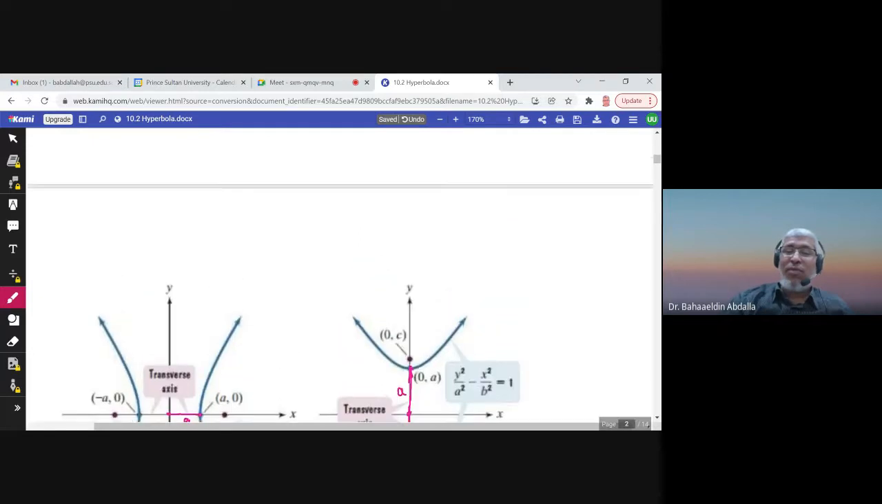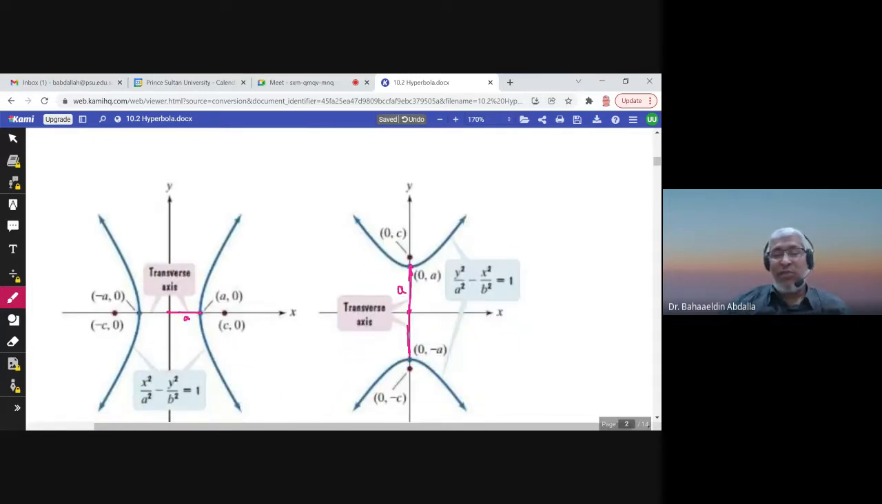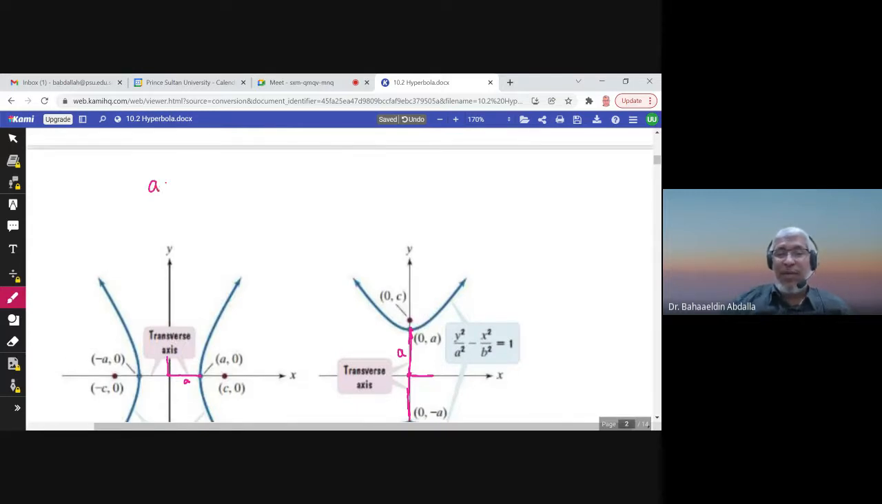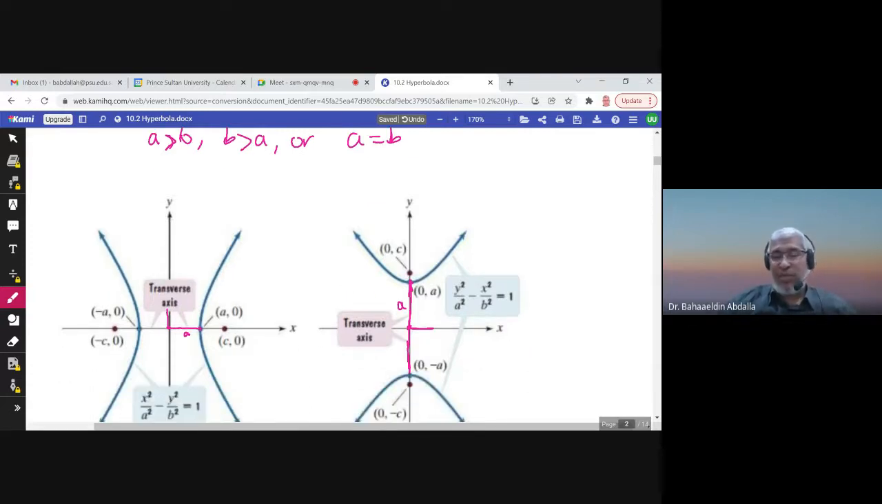So there is an important point here also. There is no specific relation between a and b. We will find out where b is. b is somewhere here in this case, but up to where, and b here is up, but up to where, we will find out. But a here could be greater than b, or b could be greater than a, or a could be equal to b. There is no specific relation between a and b, like in the ellipse. In the ellipse, a is always greater than b. Here, it is not the case.